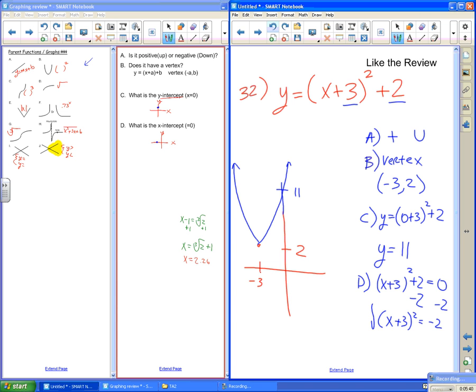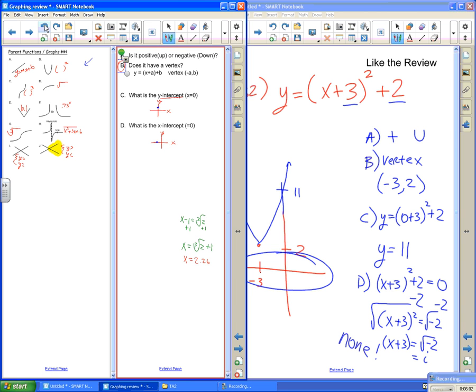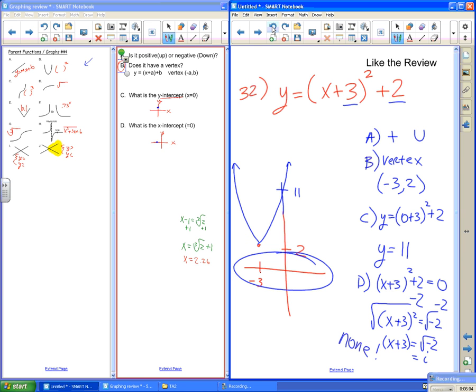Square root both sides. X plus 3 equals the square root of -2. What is the square root of -2? Well, that's going to give me an i, which tells me that it doesn't work. Okay, which makes sense up here because if you look at our graph, it doesn't hit our x-axis. Now, I'm pretty sure that would have gotten us there.